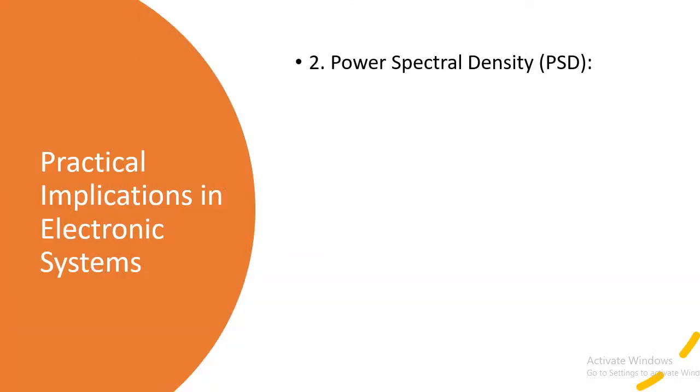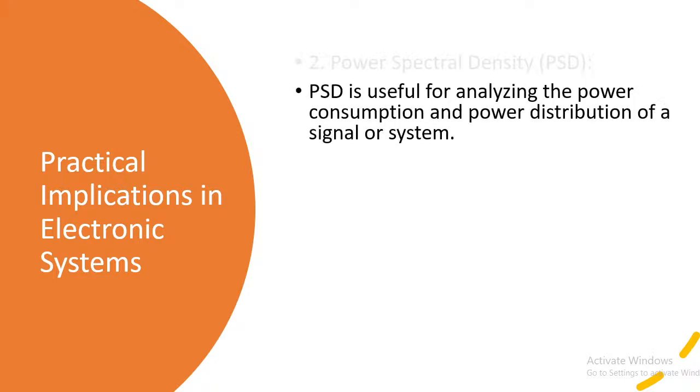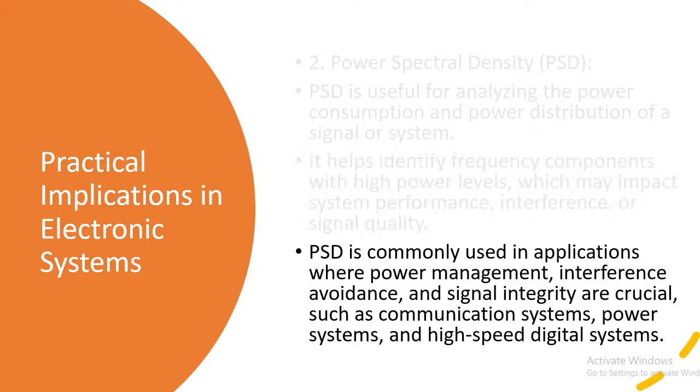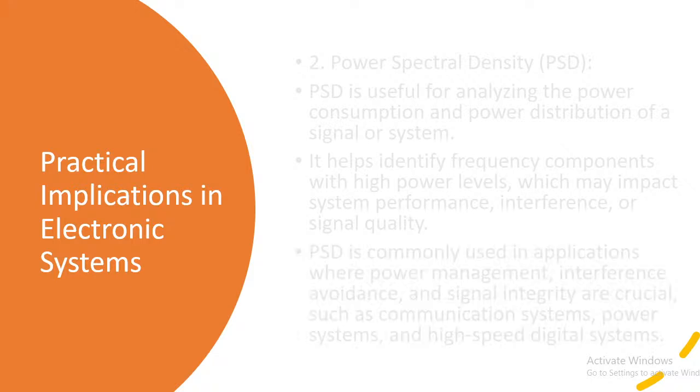Now let us come to the power spectral density. This is useful for analyzing the power consumption and power distribution of a signal or system. It helps in identifying frequency components with high power levels, which may impact system performance, interference, or signal quality. This is used in applications where power management is important, like interference avoidance and signal integrity, in systems like communication systems, power systems, and high-speed digital systems.